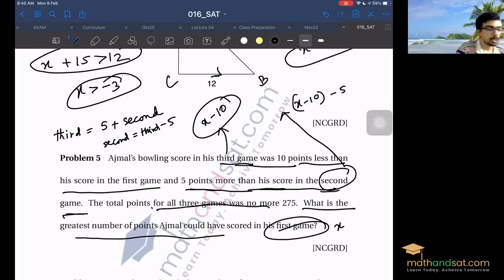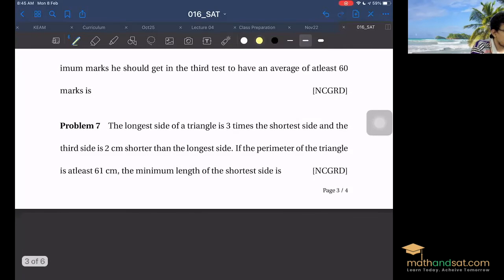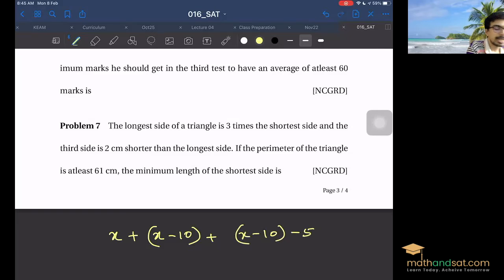Yes. So the sum of all the scores is 275 or lesser. So we have x as one of the scores, x minus 10 is another score, and the second one is x minus 10 minus 5. And the sum cannot be greater than 275, so the sum has to be less than or equal to 275.